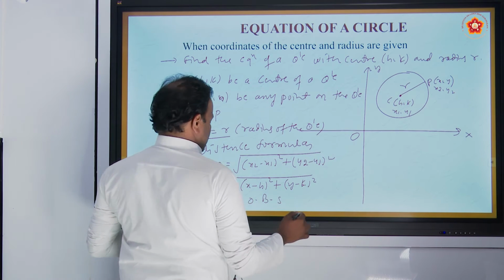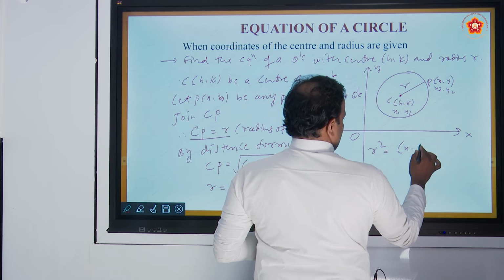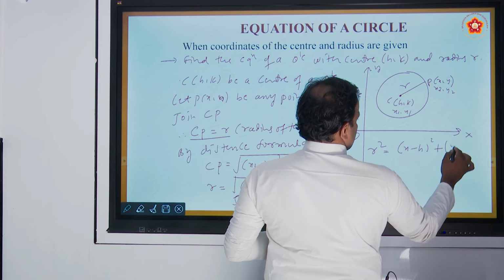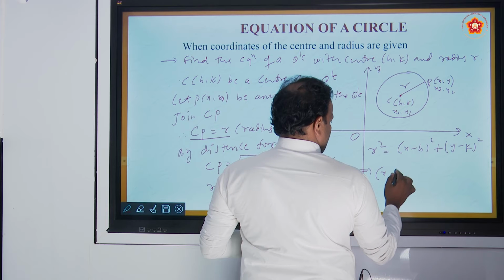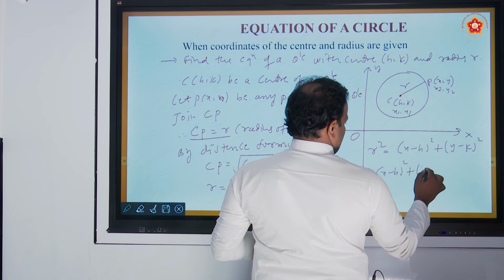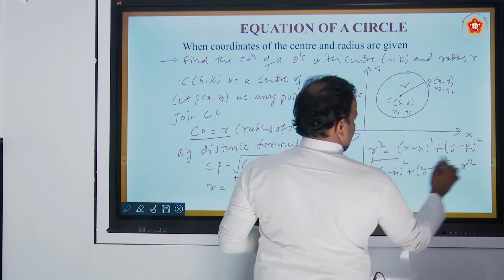Squaring on both sides. What happens here? This is equal to r square, x minus h whole square plus y minus k whole square. This implies x minus h whole square plus y minus k whole square is equal to r square, which is the equation of a circle.